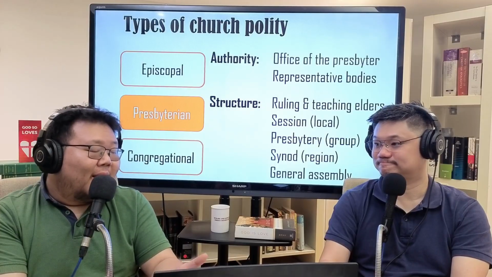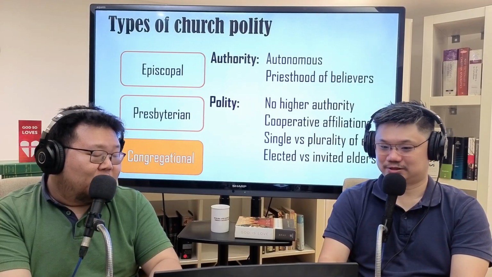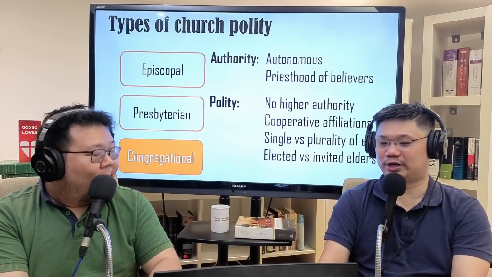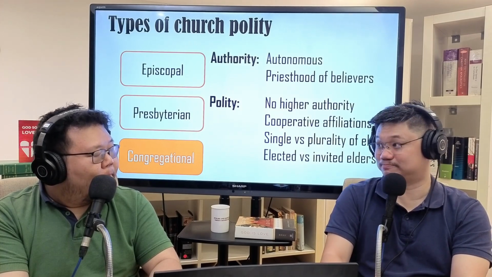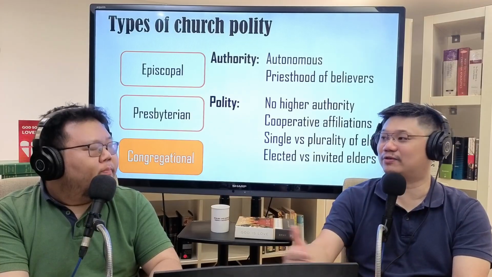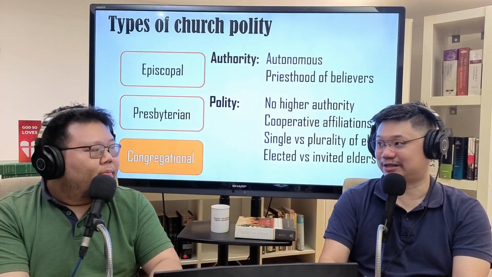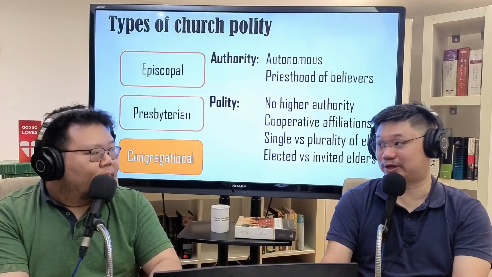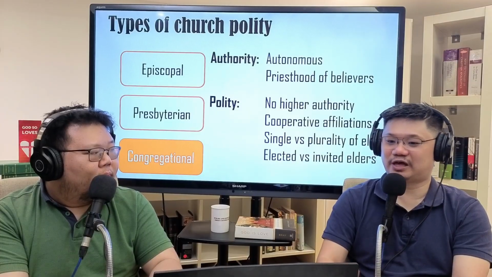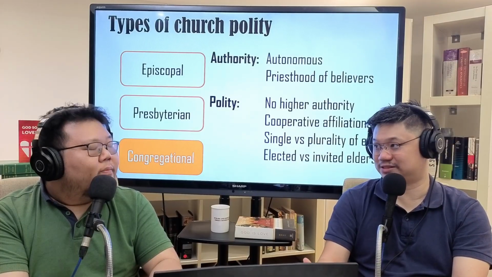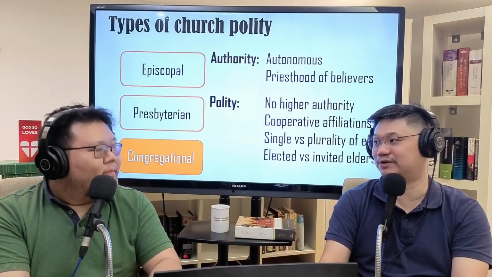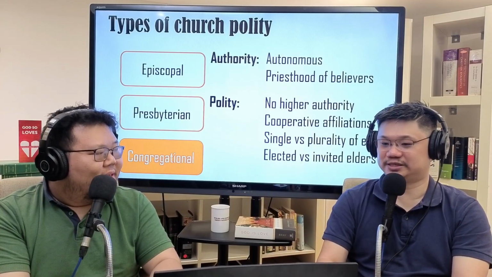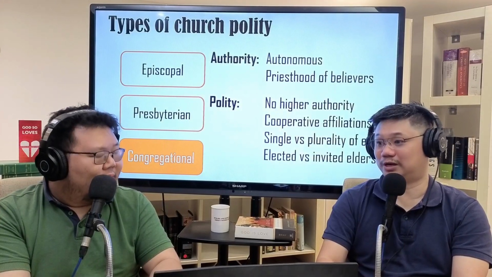And the last but not least is the Congregational polity. The Congregational polity emphasizes the local congregation. There is no higher authority than that local congregation that meets regularly, so its authority is autonomous. It doesn't report to a bishop. It doesn't report to a presbytery. It is just a standalone local assembly.